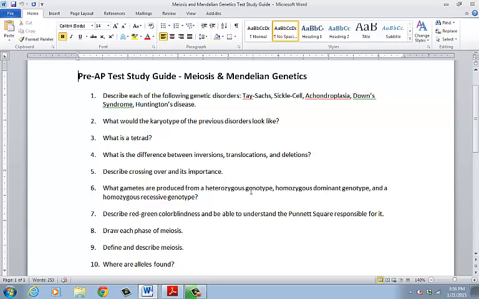Number 7, red-green color blindness. If we're describing this, you want to look at and describe everything related to red-green color blindness. Why do we have it? And be able to understand the Punnett square responsible for it. So when you're looking at red-green color blindness, first of all, you're probably going to notice that it's going to be a sex-linked trait. Just make sure that you can work the Punnett square related to red-green color blindness.